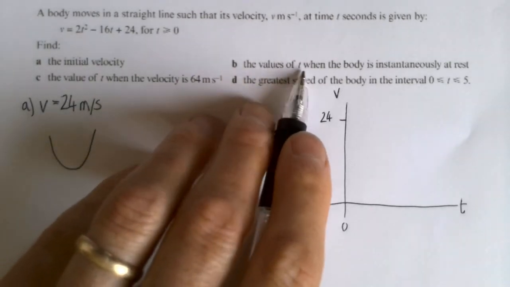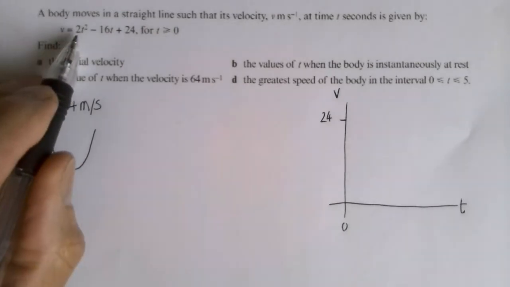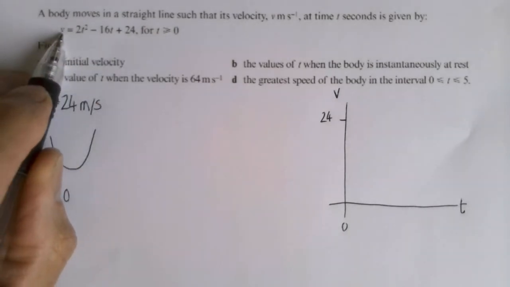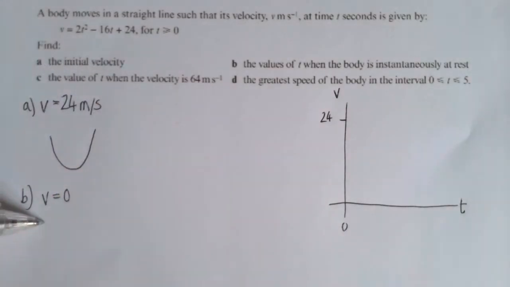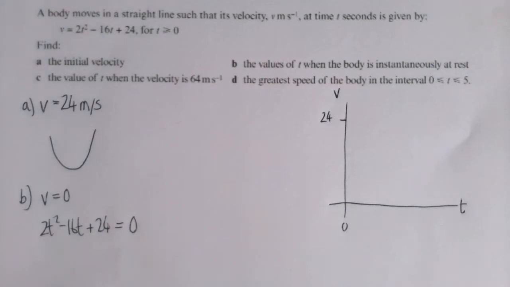The values of t when the body is instantaneously at rest. Well, what is your velocity when you are at rest? Hopefully you can see that that's when v equals 0. So if I make this equal to 0, we're solving a quadratic equation, aren't we? And it's perfectly acceptable to use your calculator to do that.